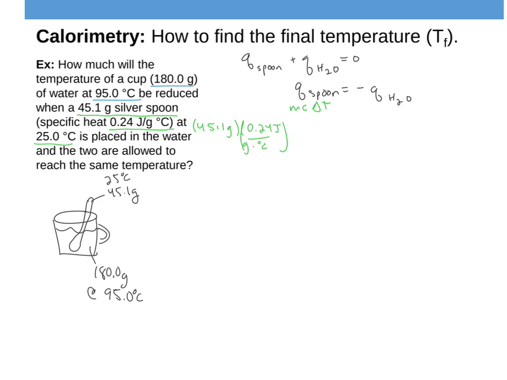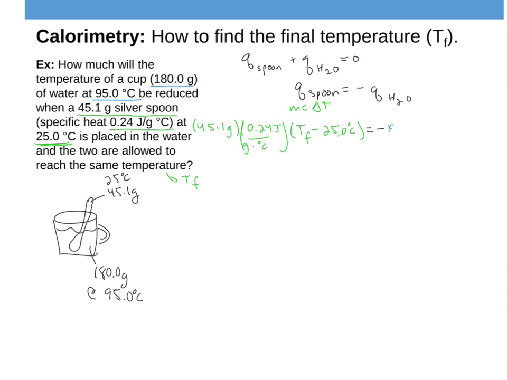And I know the change in temperature is T final minus T initial, but I don't know the TF, right? That's the whole point of this question, I want to know what the final temperature is when they're allowed to reach the temperature. How much will it be reduced? What's the final temperature? I don't know that, but I do know that the spoon started at 25.0 degrees Celsius. I do know that.